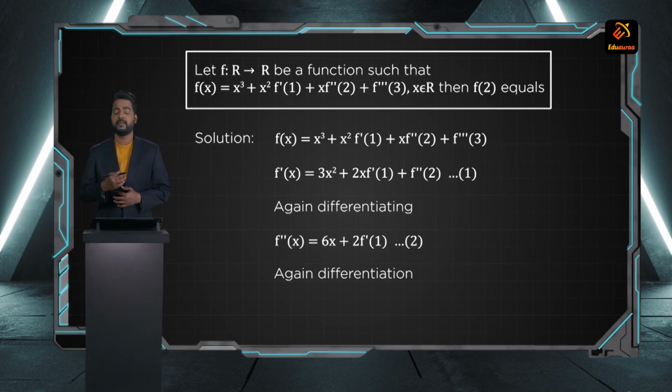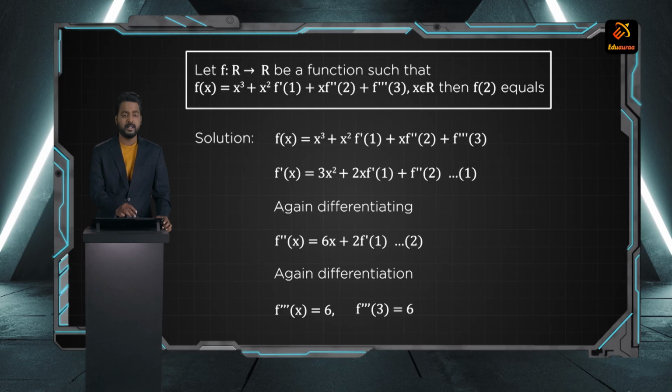Now I am going to differentiate again. It will be f triple dash of x is equal to 6. So this will be your equation number 3. Now I am going to substitute x is equal to 3. So f triple dash of 3 will be equal to 6. Now I am substituting this in the very first equation.